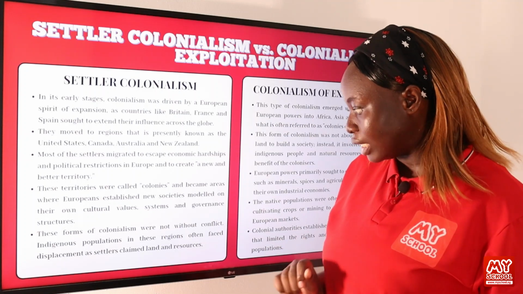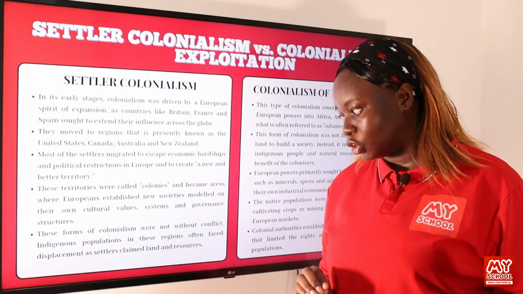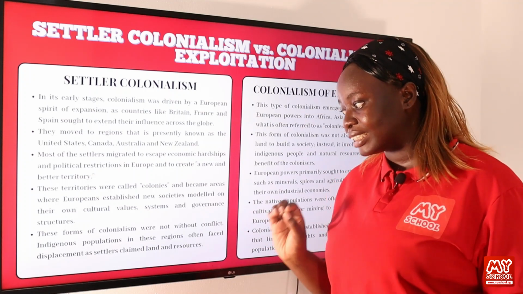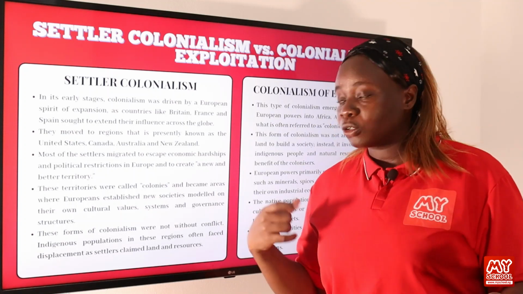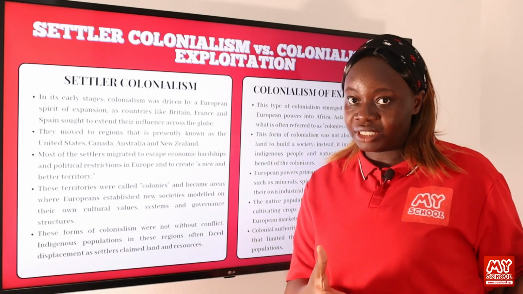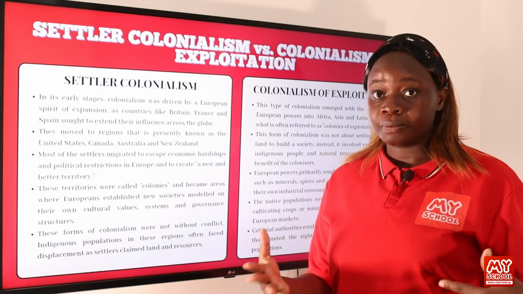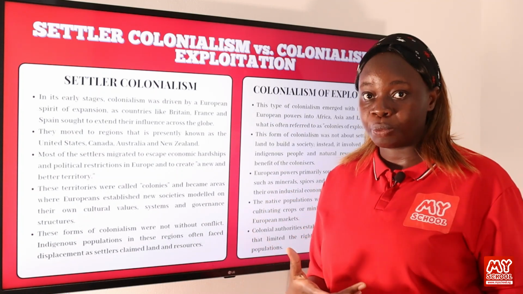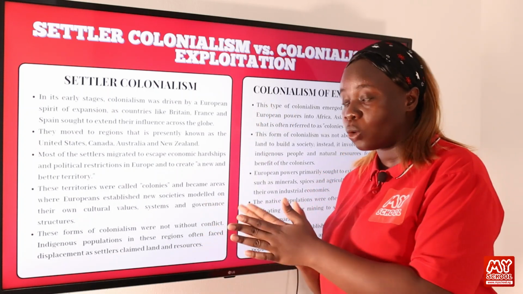So these forms of colonialism were not without conflicts. Indigenous populations in these regions often faced displacement as settlers claimed land and resources. So in the United States, Canada, Australia, and New Zealand, people were originally living there before the Europeans came. So they continue to face conflicts with these indigenous populations. Okay, so this is the negative impact of this settler colonialism.